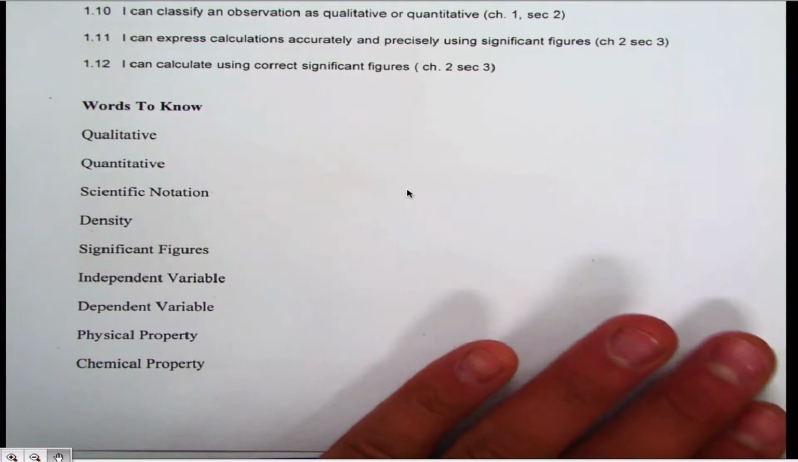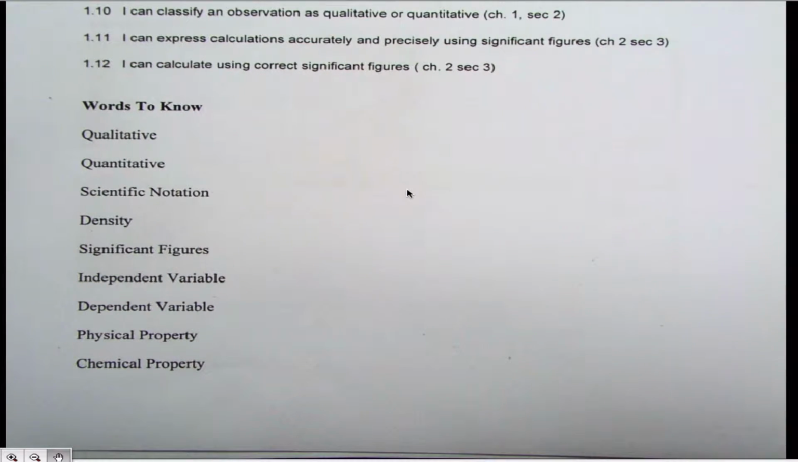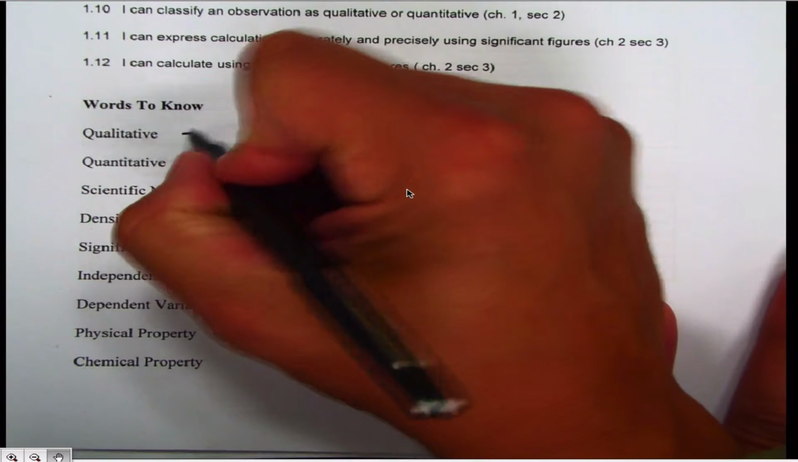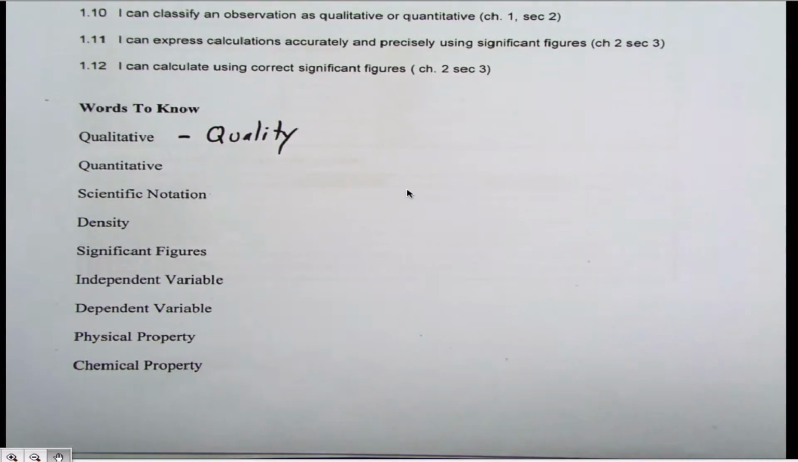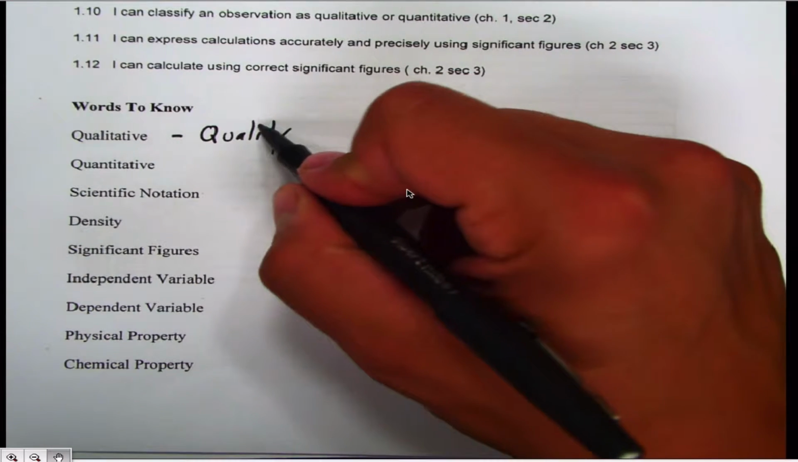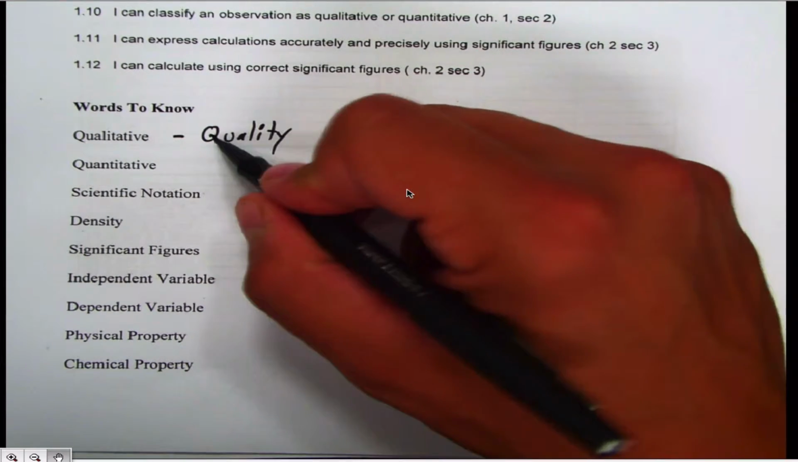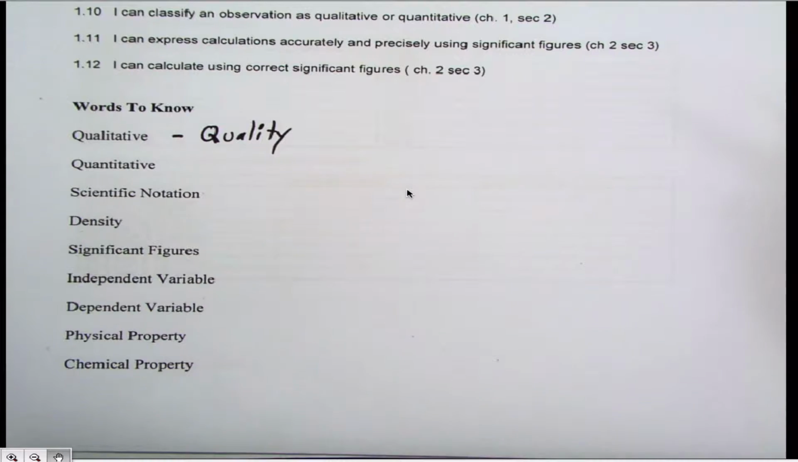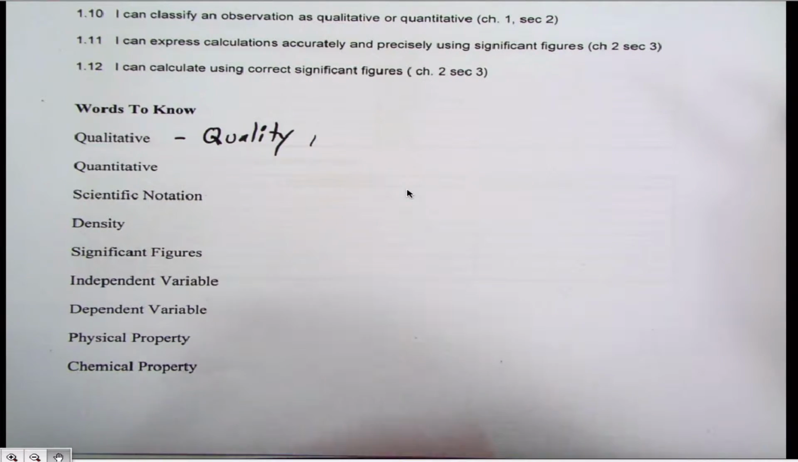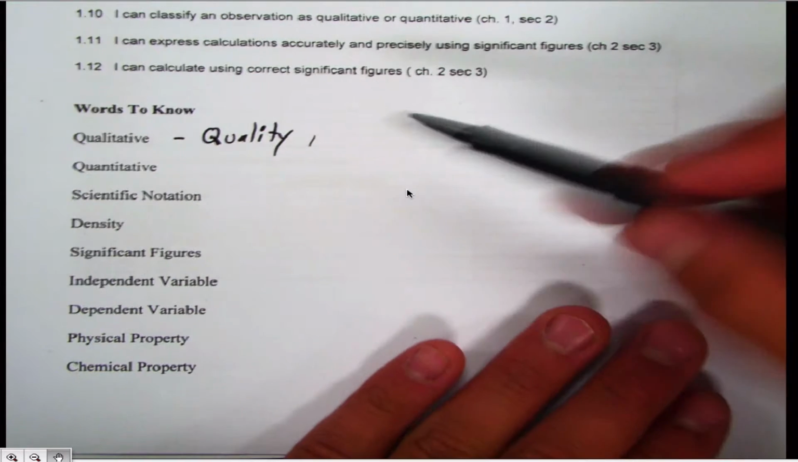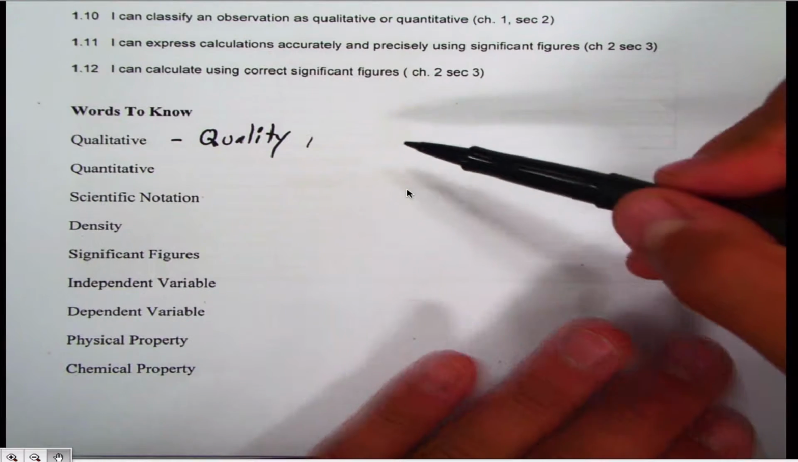First one, qualitative. If I'm looking for something that's qualitative, I'm looking for quality. My handwriting is bad, but I think you get the idea. So when we're talking quality, like, tell me the quality of something, think about your 5 senses: touch, feel, hearing, taste, and so on. What does it look like? What does it feel like?